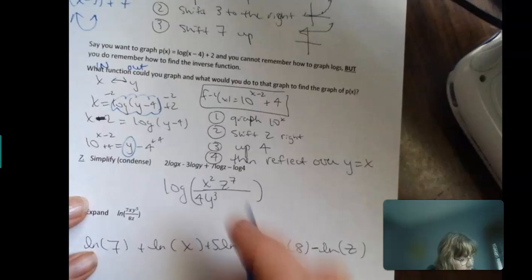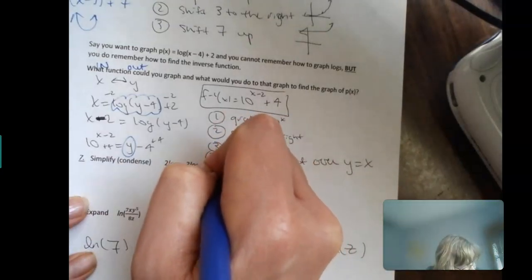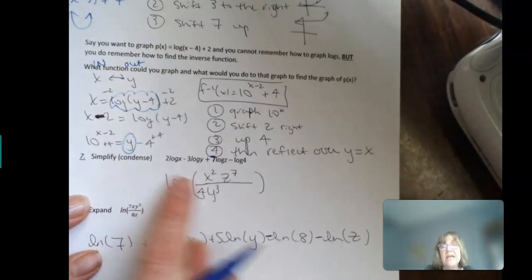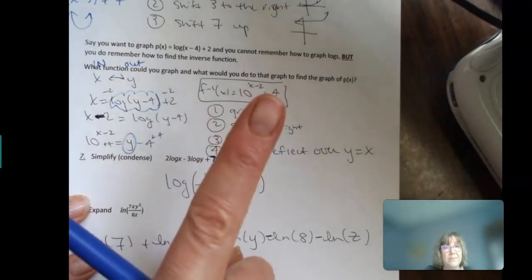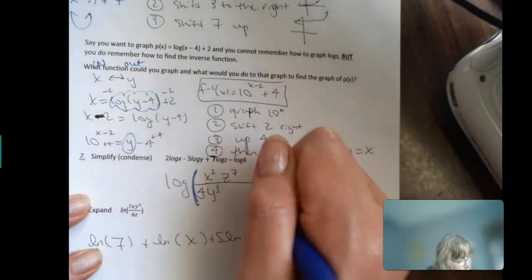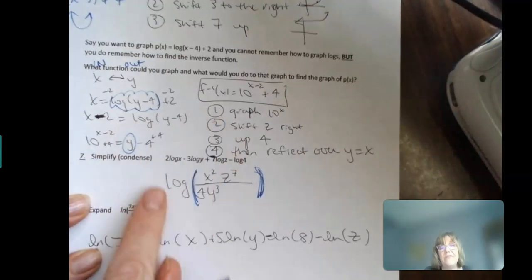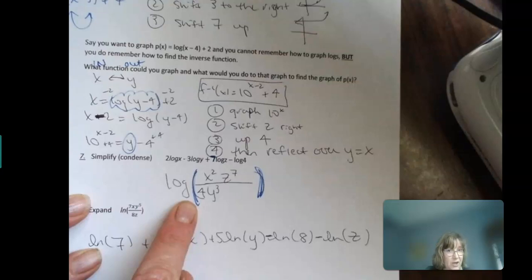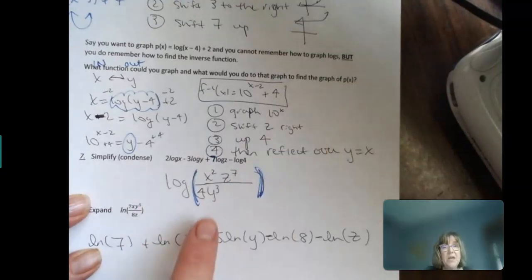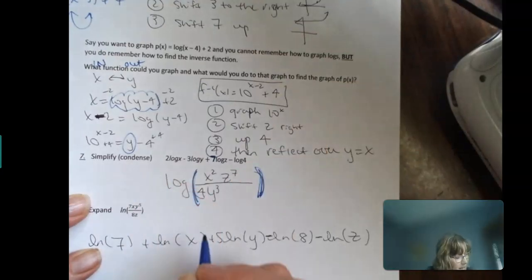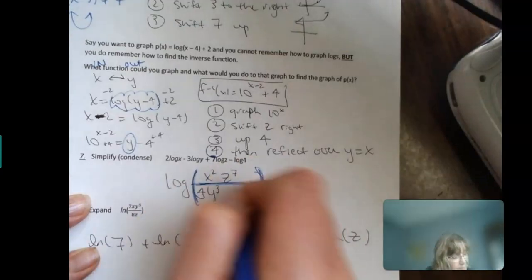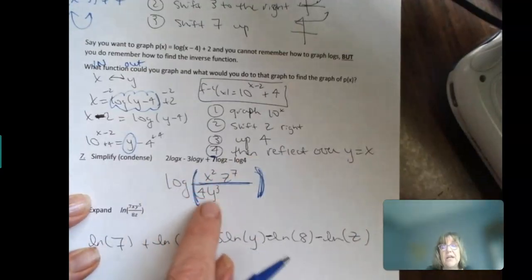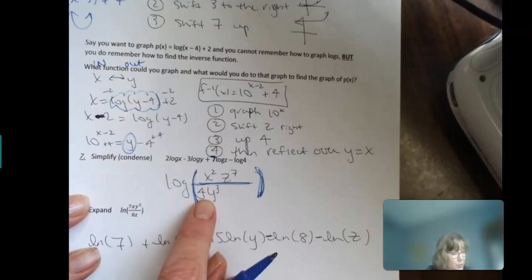All right, condense, and this is a 7, I believe, right there, hard to see. When you condense, you get to write the word log once. Everything has to be inside the parenthesis with 1 log. If it's natural log, you write natural log once. If it's log base 8, you write log base 8 once. Now everything should go in there. Positive coefficients are in your numerator. Negative are in your denominator, and these go back to exponent rules.